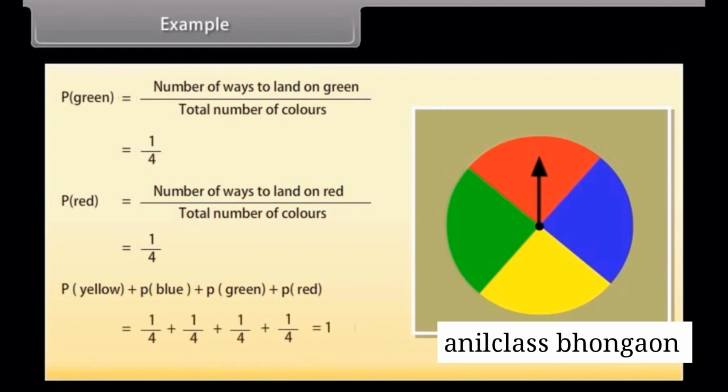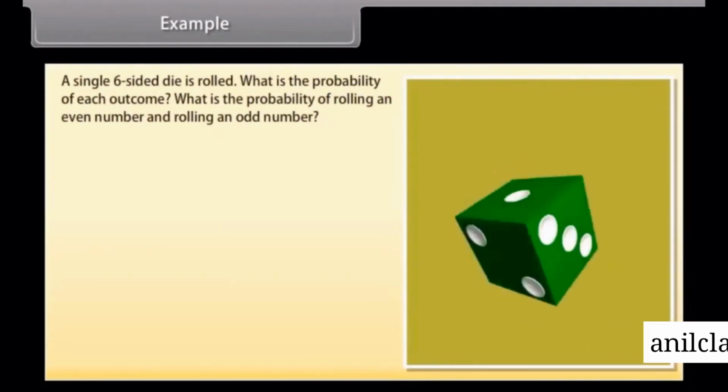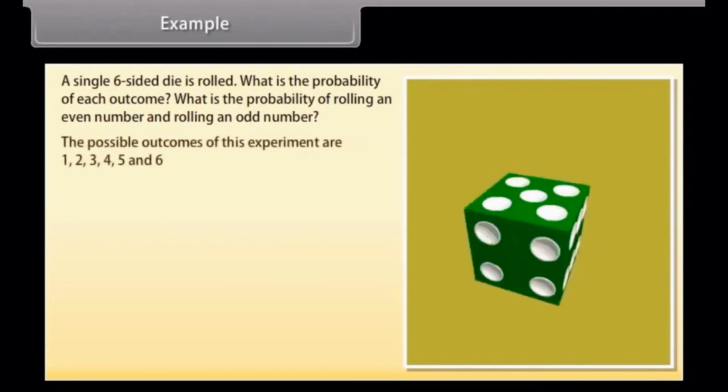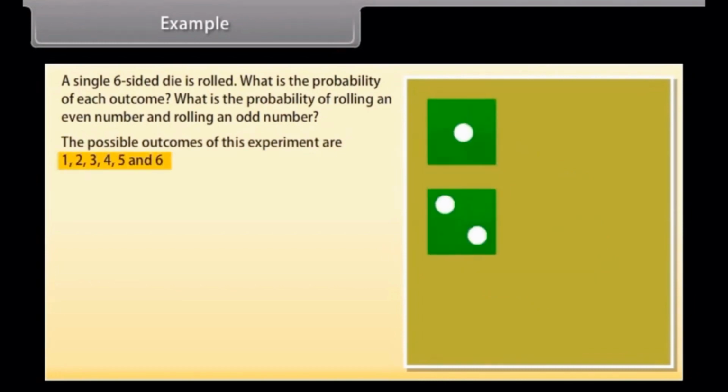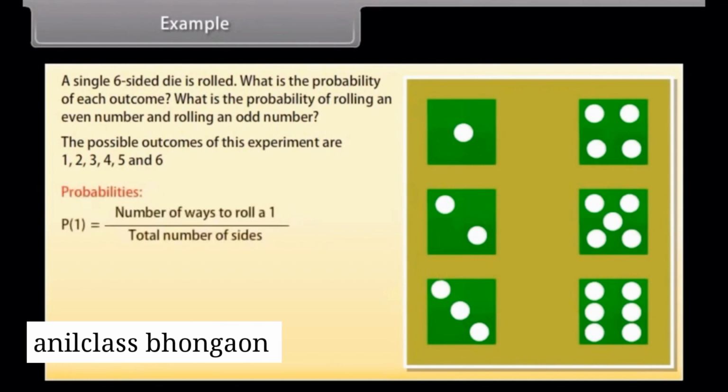A single 6-sided dice is rolled. What is the probability of each outcome? What is the probability of rolling an even number and rolling an odd number? The possible outcomes of this experiment are 1, 2, 3, 4, 5, and 6. Now let's find probabilities. Probability of 1 is number of ways to roll a 1 by total number of sides, which is equal to 1 by 6.